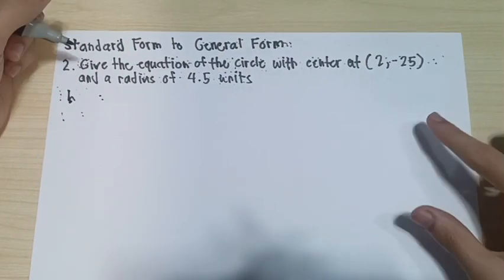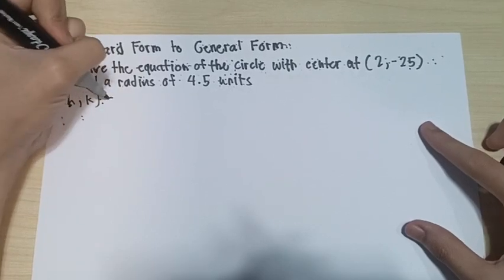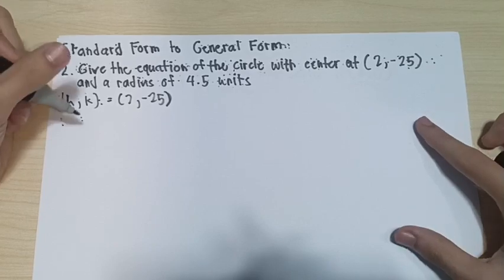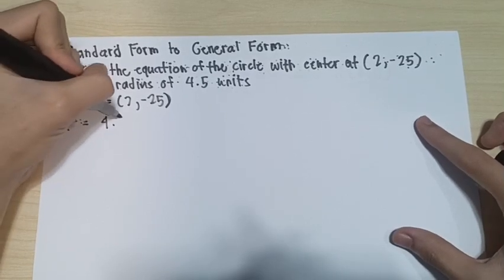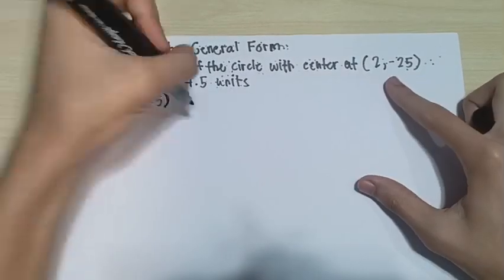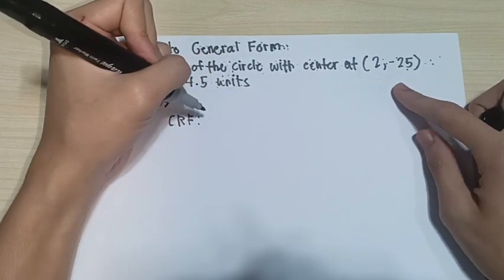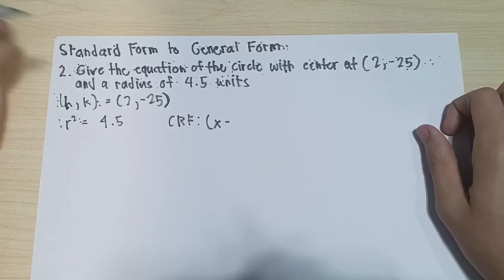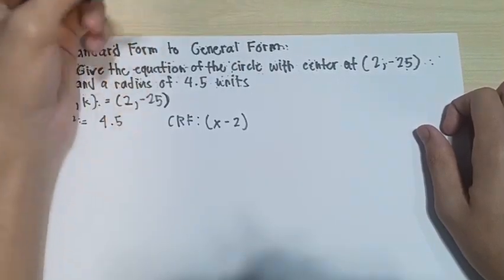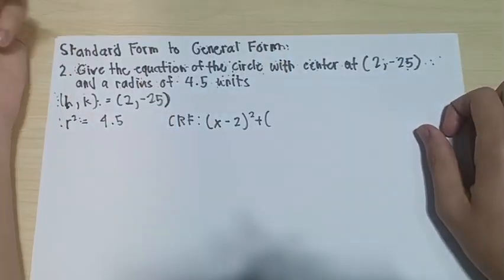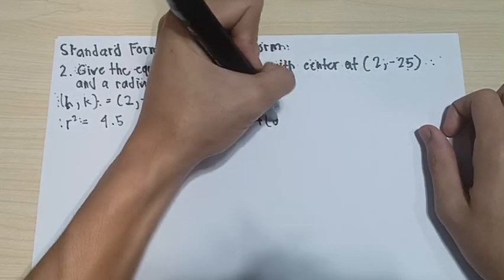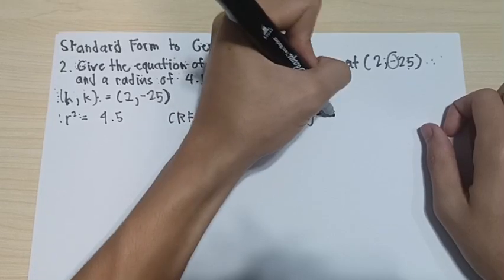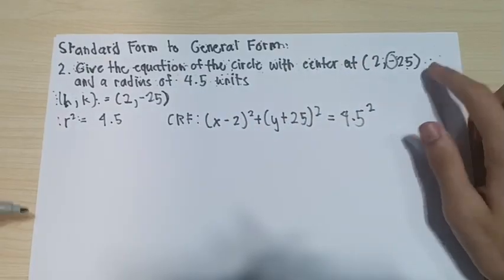Now, let's get our h and k. Ang ating h and k or our center is 2 and negative 25. And our radius is 4.5 units. Now, let's proceed to CRF or our standard form. So, it would be x minus 2 squared plus y. Since negative ang 25, magiging positive 25. Tama. And then, squared is equals to 4.5 units.